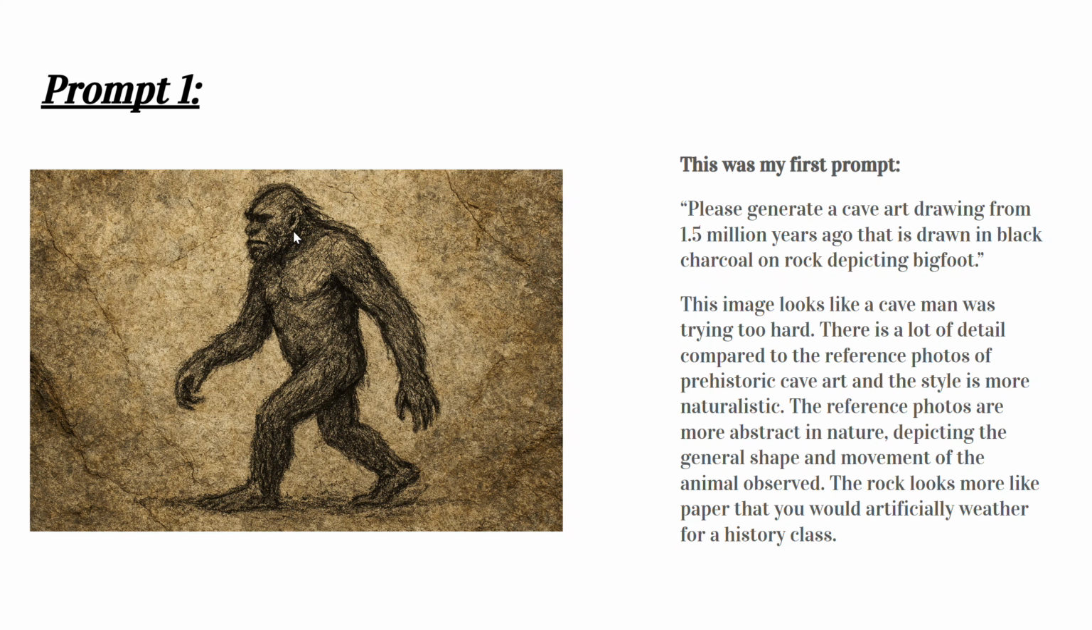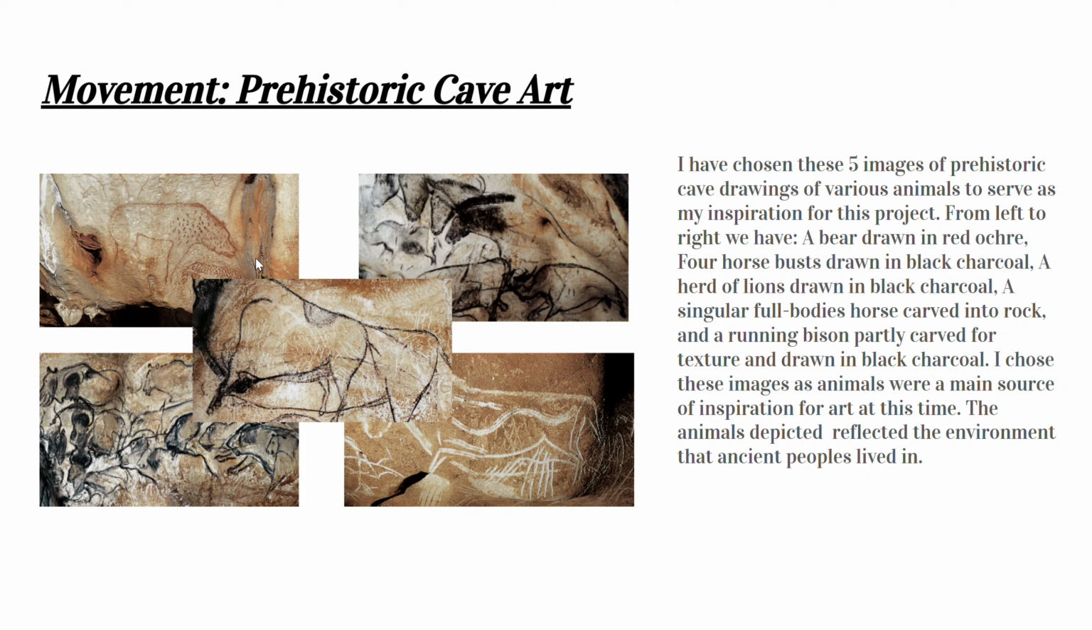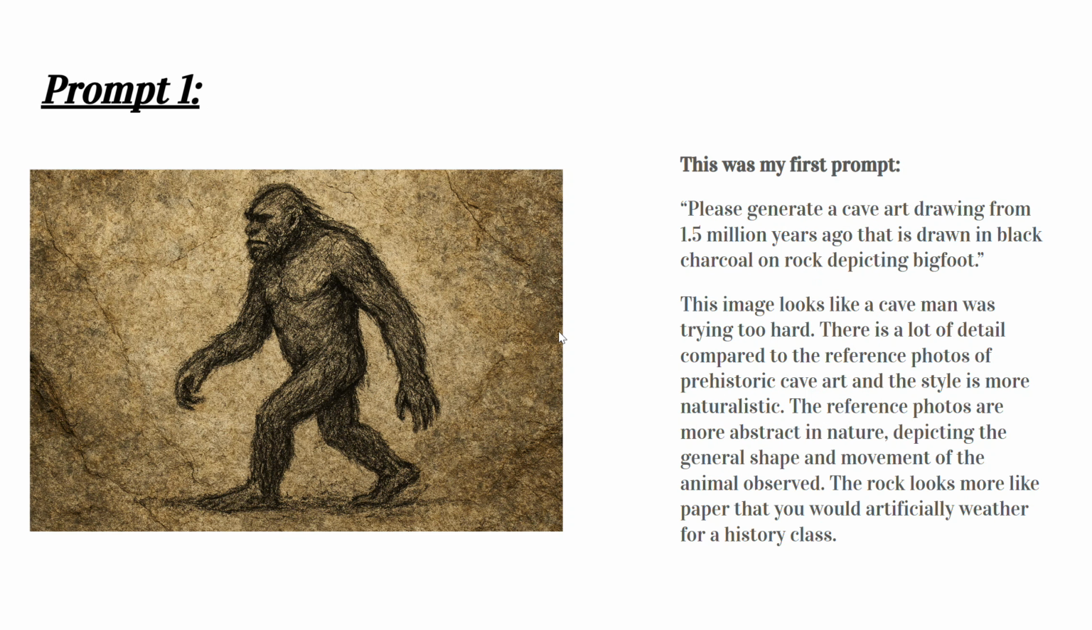So here we can see that there is a lot of detail right off the bat, whereas these really utilize the negative space of the rock and as well just the general shape of the animal. The only detail is in distinct features like the ears, the eyes, the face, the mouth. We can see that across the board, like we have the ears, mane. So there's a lot more detail in this image. It's a lot more naturalistic.